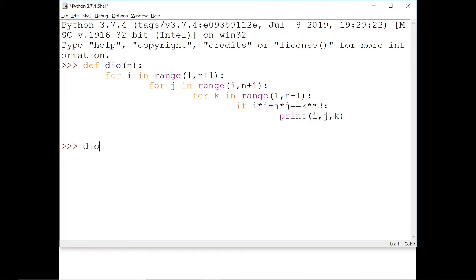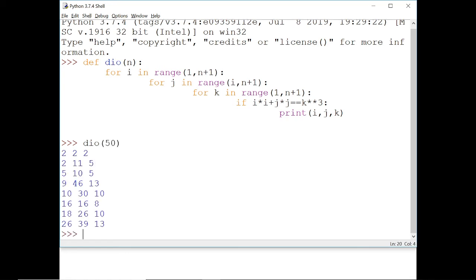So let's see if I can find anything in the range up to 50. And it's given me 2, 2 and 2. So 2 squared plus 2 squared equals 2 cubed. 2 squared plus 11 squared equals 5 cubed. So I can check that. 2 squared is 4. 11 squared is 121. 121 plus 4 is 125, which is 5 cubed. So it's found quite a few values there.